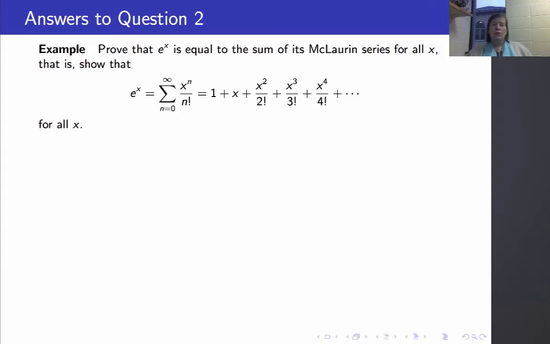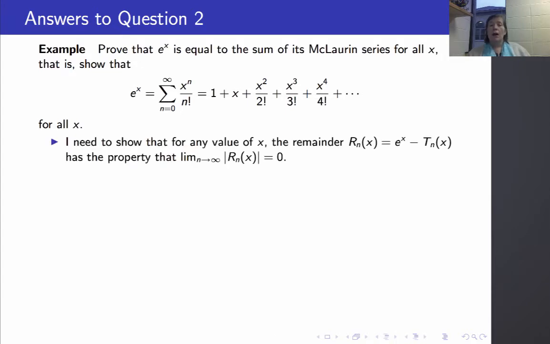Well, now let's show that e to the x equals the sum of its Maclaurin series for all x. And remember, the Maclaurin series for e to the x is the sum from 0 to infinity of x to the n over n factorial. I need to show that for any value of x, the remainder goes to 0 as n goes to infinity.